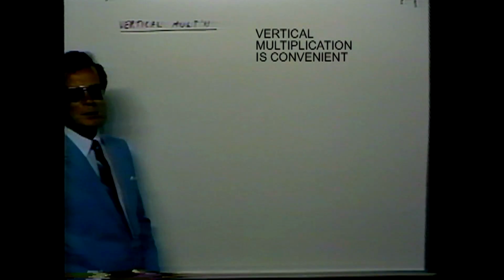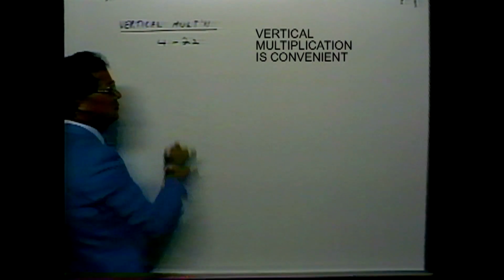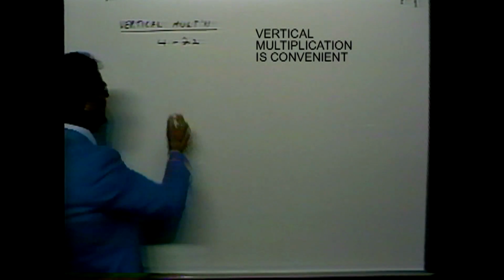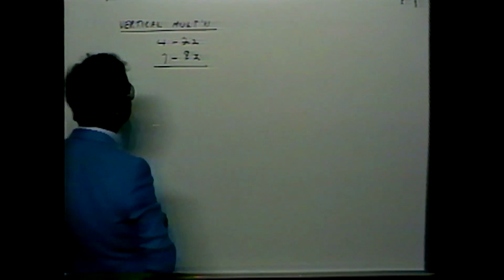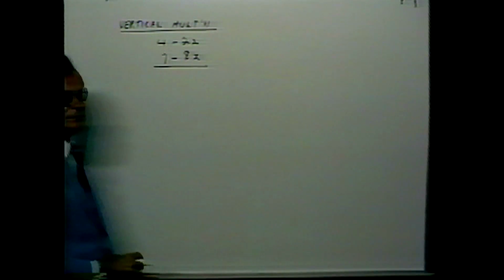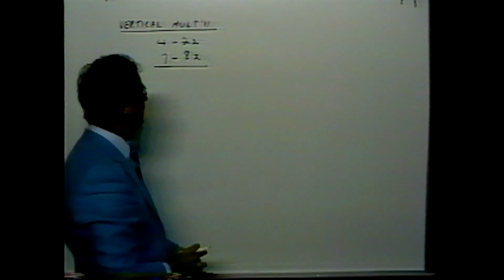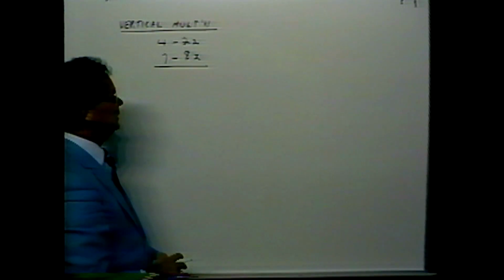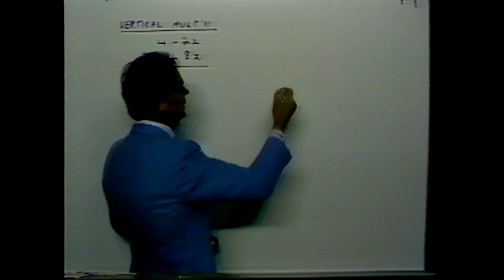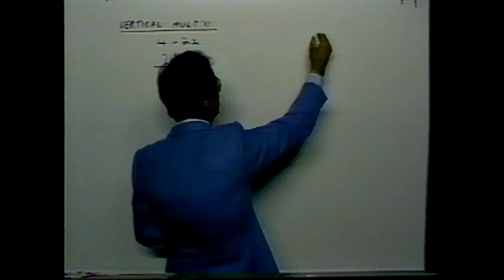The same example, 4 minus 2x multiplied by 7 minus 8x, but notice I have written 7 minus 8x underneath. Now be very careful in following the procedure in multiplying these pairs of terms. I'm going to put on the side here the way we would normally write out a problem using ordinary numbers.